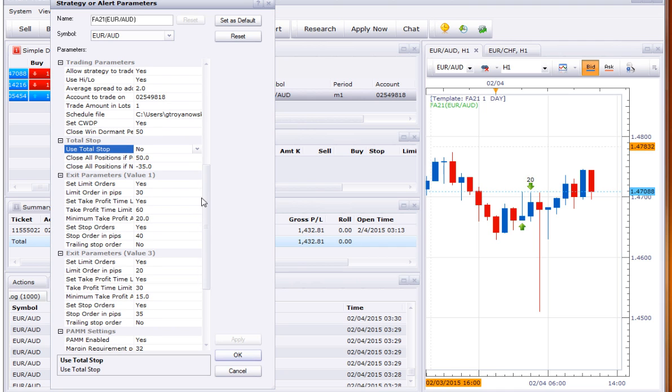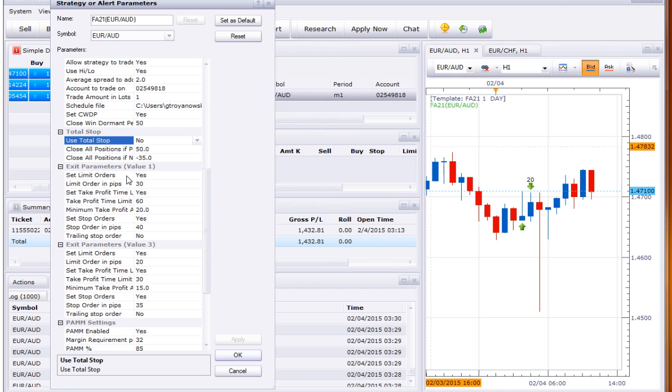The exit parameters are pretty straightforward. You want to set the limits to yes, you want to set limits and stop losses. My limit here is 30 pips, and here's another interesting feature of FA21: set take profit time limit orders. As you know, as you're trading during the day, there are times where trends exhaust. So if there's a price movement and you can get a quick 30 pips, that's great.